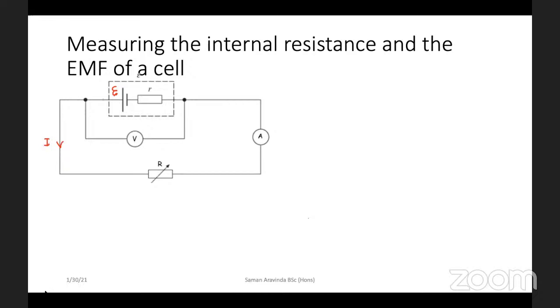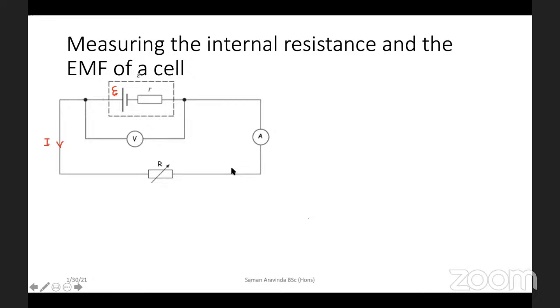When the current I is passed, there is a variable resistor here. So why do I have a variable resistor? So I can control the current in the circuit. When I control the current, what in return changes? The terminal potential difference, right? The potential difference between the two terminals of the battery. So I change the current by changing the variable resistor, and I measure the potential difference across the two terminals.